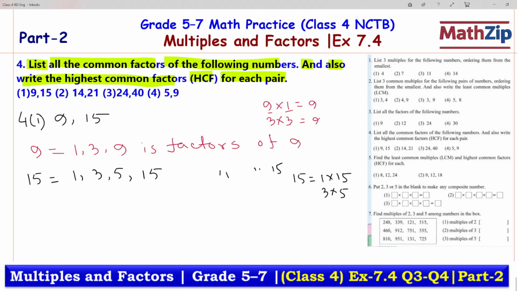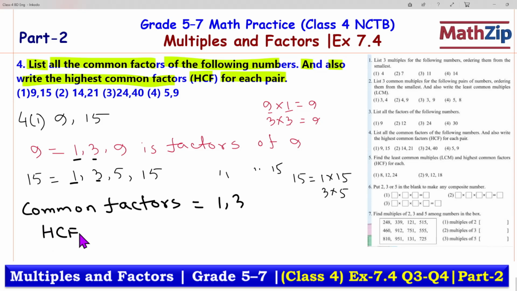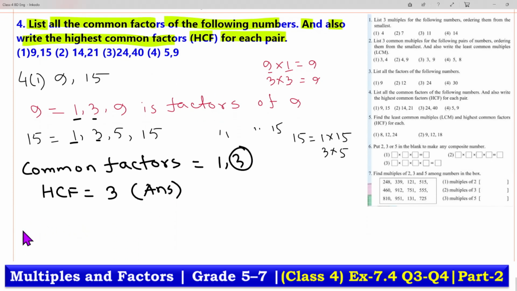So common factors. Which are common? 1 is available in both, 3 is also available. So 1 and 3 are the common factors. So what is the highest common factor? HCF, the highest common factor, is 3. So this is our answer. Very simple.